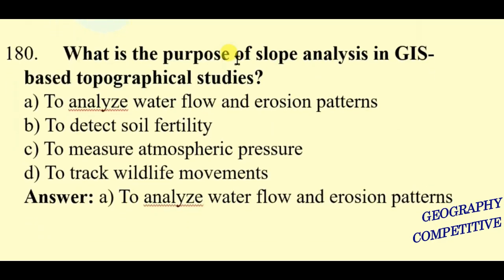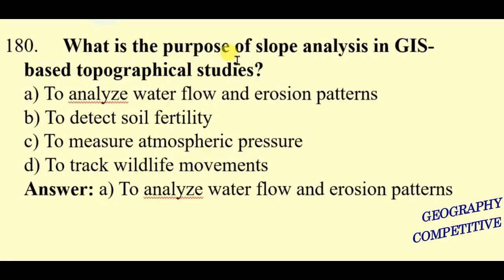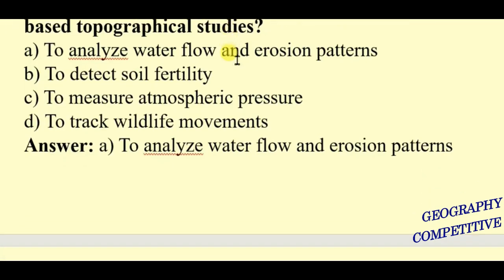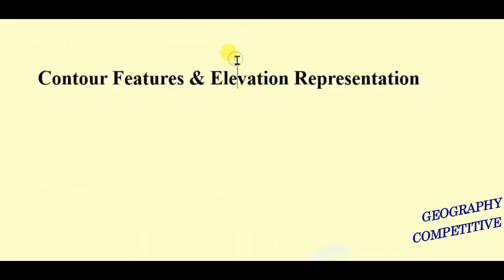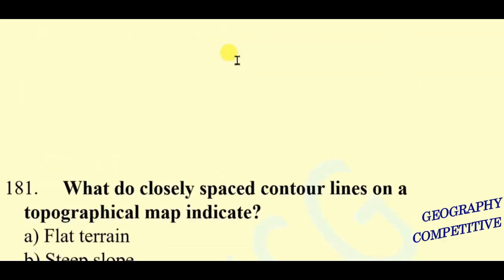Question 180. What is the purpose of slope analysis in GIS-based topographical studies? To analyze water flow and erosion patterns, to detect soil fertility, to measure atmospheric pressure, to track wildlife movements. The right answer will be to analyze water flow and erosion patterns. Category: contour features, elevation and representation.